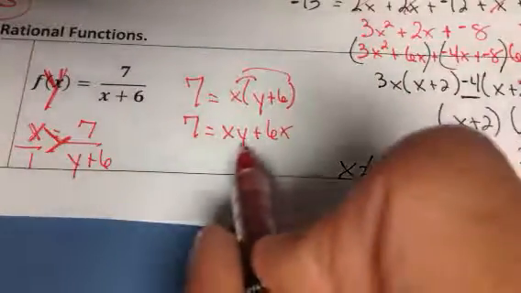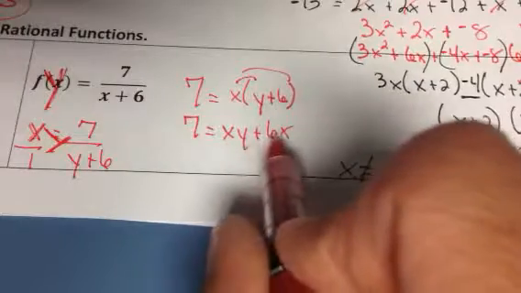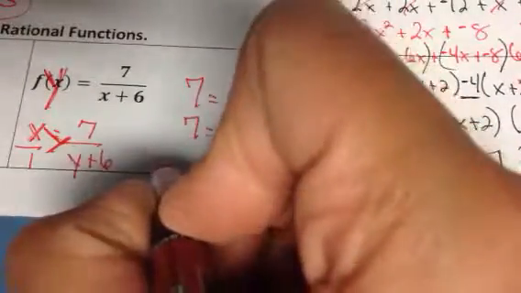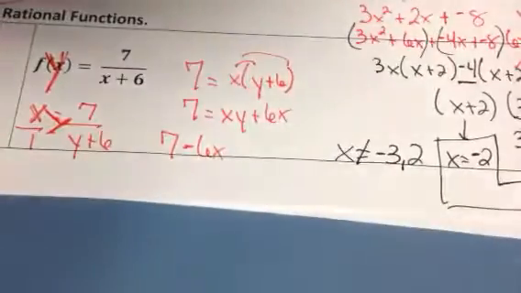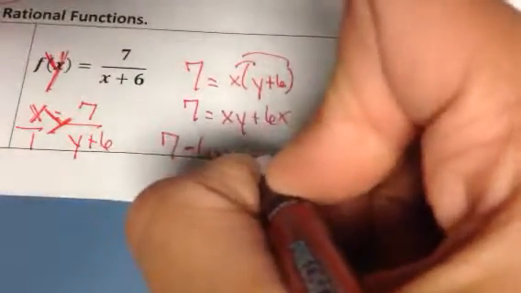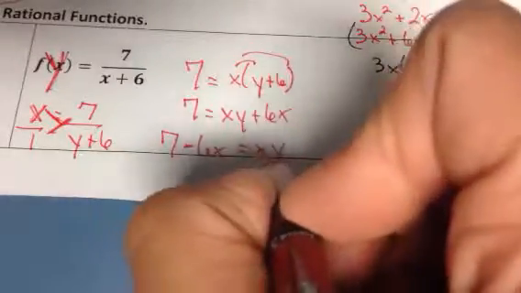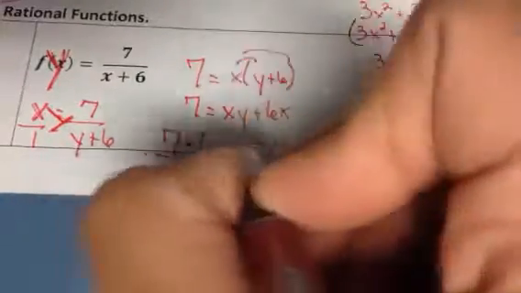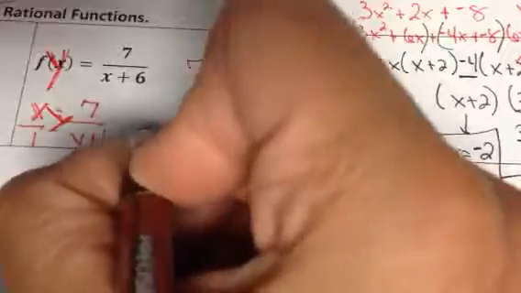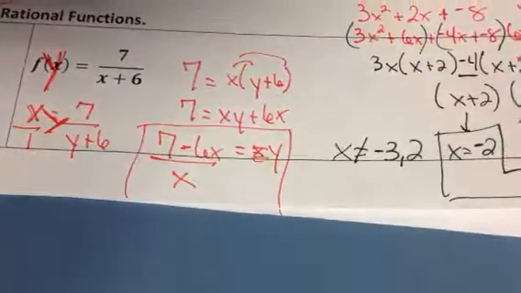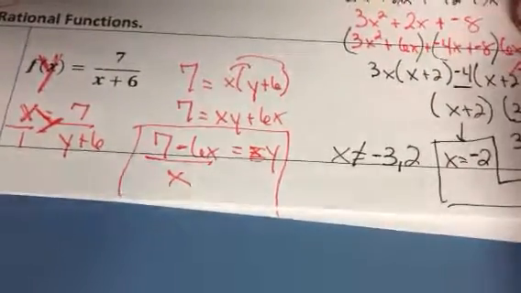So now to get this y by itself, work backwards in the order of operations, I'm going to subtract the 6x from 7. They're not like terms, so we can't actually make it 1x. And now to get y by itself, I'm going to move this x. It's multiplied, so I'm going to divide. So when you're done, this is gone, and here is your inverse. 7 minus 6x all over x.